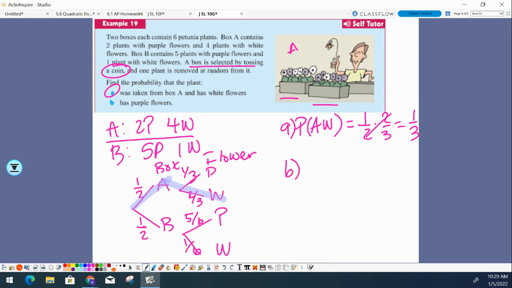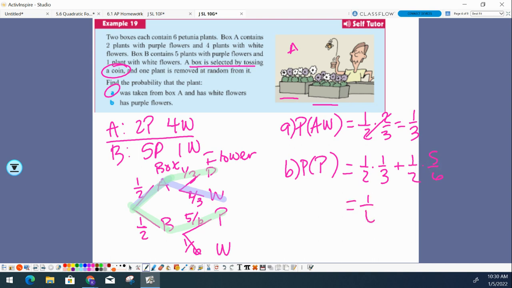For letter B, probability of purple. All right, so we've got a couple of different ways to get purple. Let me change my highlighter here. I can either pick A and do purple this way, or we can go B and purple this way. Anytime we have multiple steps, we follow each pathway and just add them together. So box A, purple, is 1/2 times 1/3, plus box B, purple, is 1/2 times 5/6.